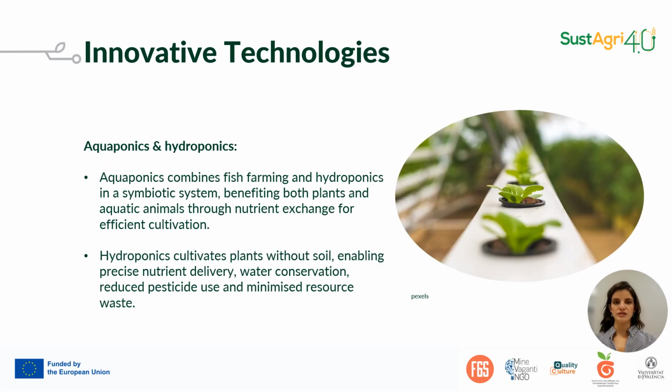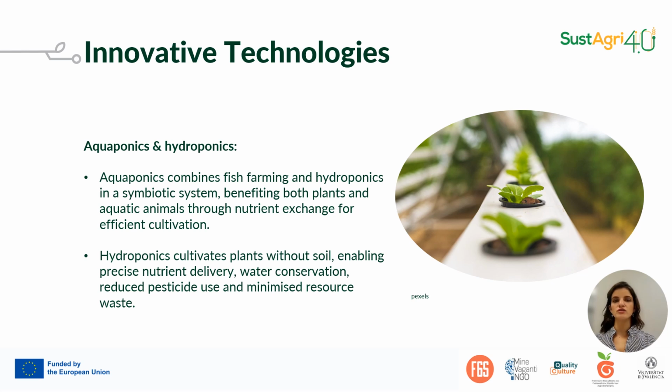Aquaponics and hydroponics are innovative and sustainable cultivation methods that offer several benefits. In aquaponics, a symbiotic relationship exists between fish farming and hydroponics. The waste produced by fish provides nutrients for the plants, while the plants filter and purify the water for the fish. This closed-loop system promotes resource efficiency as the nutrients are recycled, reducing the need for additional fertilizers.